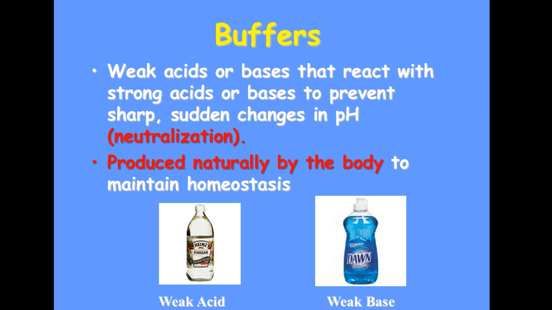All right, the last thing on the pH scale. Weak acids and bases are buffers that react with strong acids and bases. They prevent a sharp or sudden change in pH. Sudden chemical reactions can't happen if the pH is not correct. So that's why inside our bodies we have this neutralization process going on. Buffers are produced naturally by the body to help maintain that steady state, which is homeostasis.